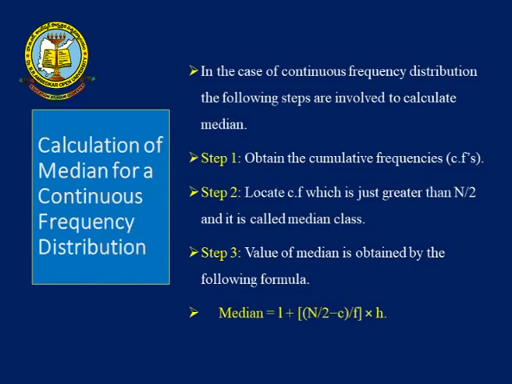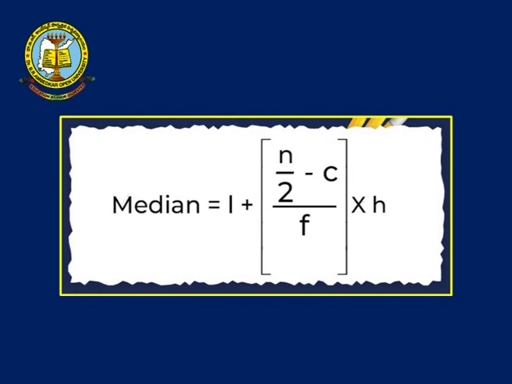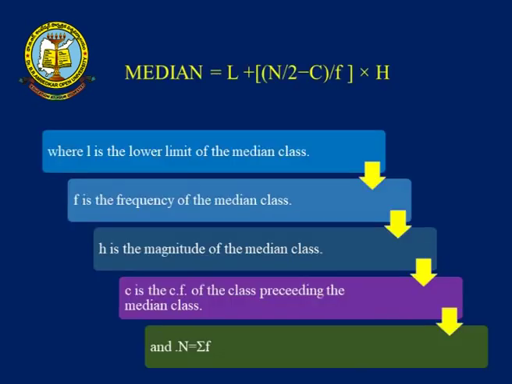Next, calculation of the median for a continuous frequency distribution. In the case of a continuous frequency distribution, the following steps are involved in calculating the median. First step, obtain the cumulative frequencies, which means keep adding together the values. Step 2, locate the cumulative frequency which is just greater than n by 2; this is called the median class. Step 3, the value of the median is obtained by the formula: Median is equal to L plus n by 2 minus C by f, into h. This is the information about the formula.